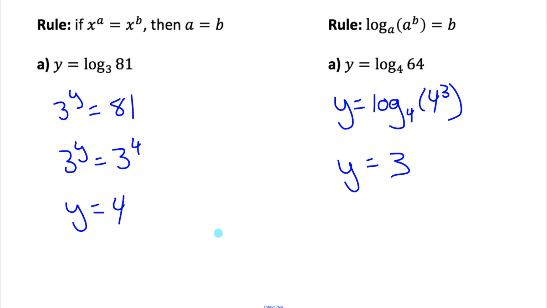And let me just make this maybe a bit simpler for you. What does this mean? It means what exponent goes on 4 to get 64? That's 3. 4 cubed is 64. What exponent goes on 3 to get 81? That exponent is 4. 3 to the 4 is 81.